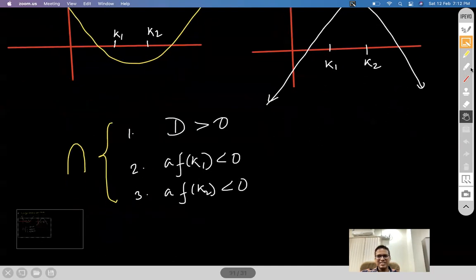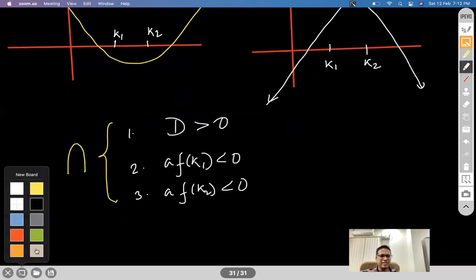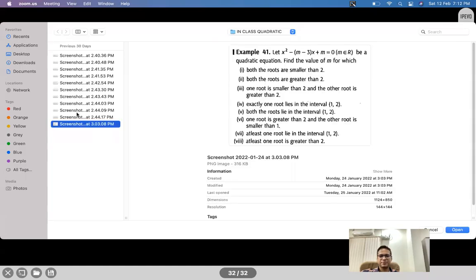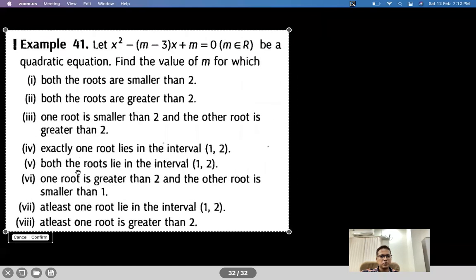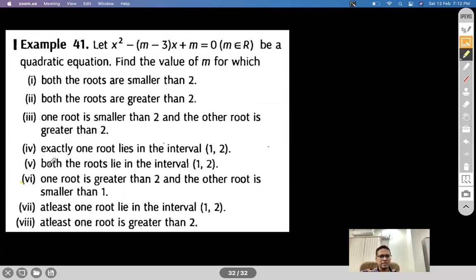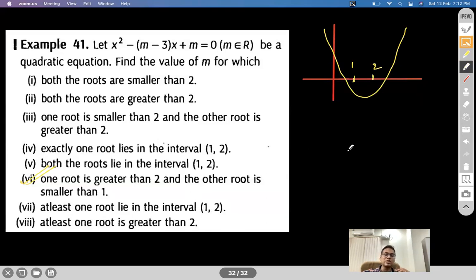All right. With this, we come to the next question on that list, subpart number six. One root is greater than two and the other root is smaller than two. That means 1, 2 is between the roots. Sorry, one root is greater than two and the other root is smaller than one. Sorry, I mispronounced it. Do it and let me know the result.